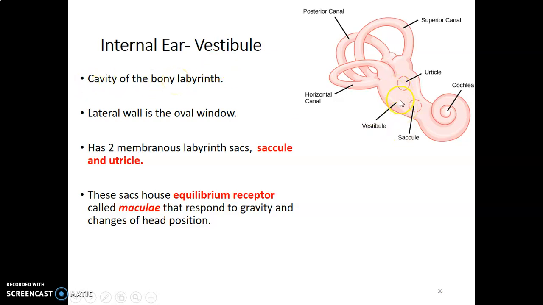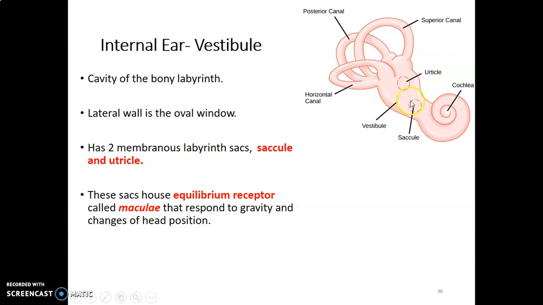So you can see here, the cavity of the bony labyrinth is the vestibule, and the lateral wall of the vestibule is actually the oval window. And the vestibule has two membranous labyrinths, the saccule and the utricle. So this is the saccule here, and this is the utricle.